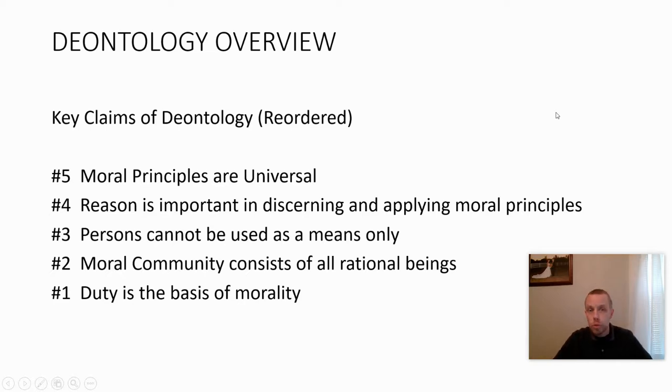An overall view of deontology can be found here, reordering the way in which these are shown in the book, beginning foundationally with duty as the basis of morality. Then the moral community consisting of all rational beings. Those rational beings being persons who cannot be used as a means only, because those persons have reason, and reason is important in discerning and applying moral principles. And those moral principles are not particular, but are universal. So we go from the foundational duty to the universality of morality.